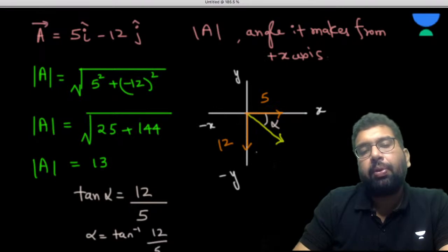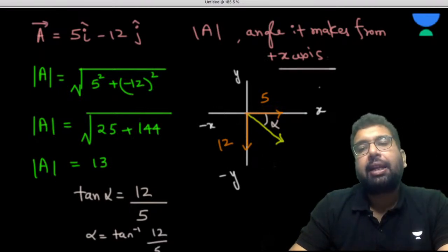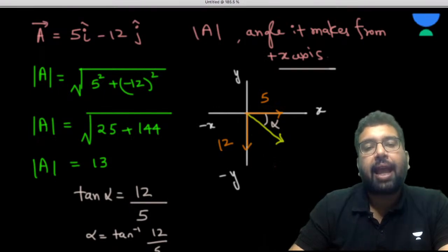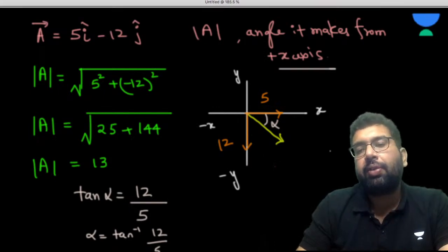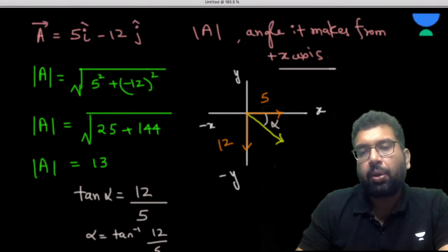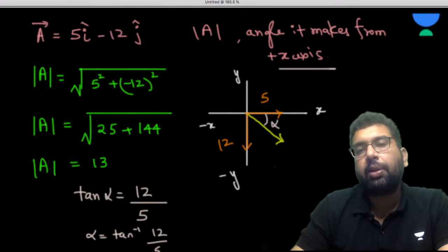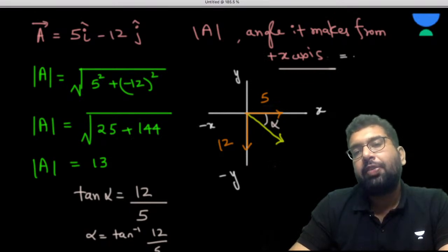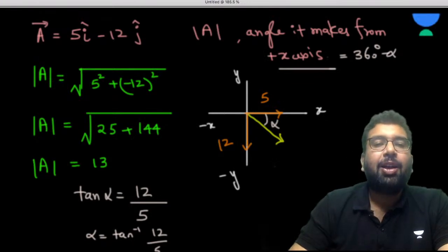Now remember the angle when they are asking from the positive x-axis. What is the angle when you see it from the positive x-axis? It is going to be 360 degree minus alpha.